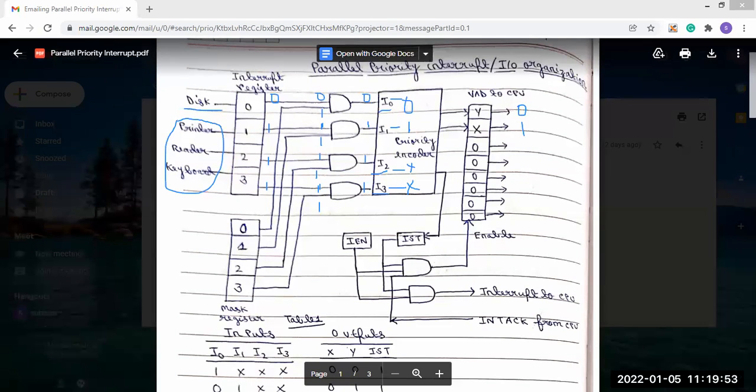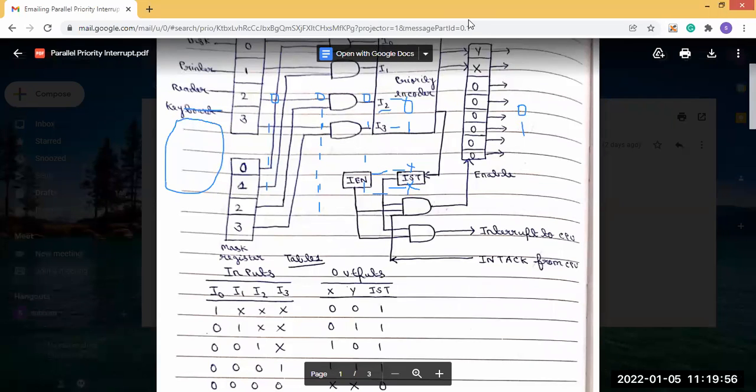If you see the table, for I0 it is 0, and I1, the highest priority input output device, is 1. After that we don't check I2 and I3, so those are don't care conditions. The output we get is X0 and Y1, so 0, 1. Similarly, let's say the disk and printer both don't generate the interrupt. In that case we only consider the reader, because, let's say, the reader and keyboard both generated the interrupt. So both generated the interrupt means what?